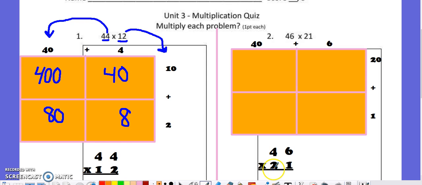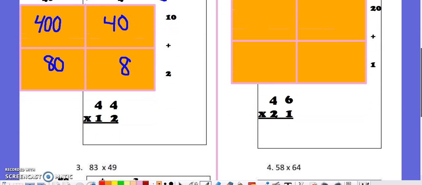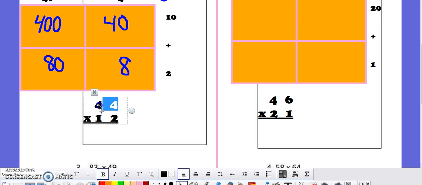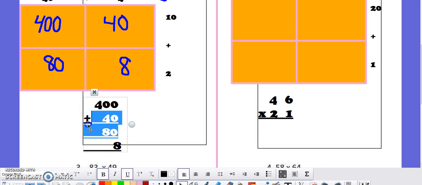And then at this point, what you're going to do is take all 4 numbers and add them together. So 44 times 12 becomes 400 plus 40 plus 80 plus 8. And now you're ready to add.